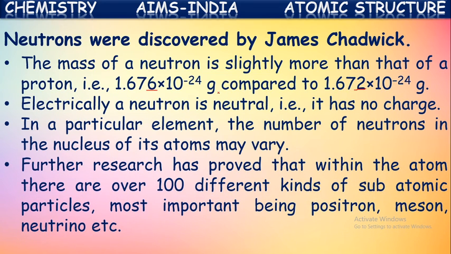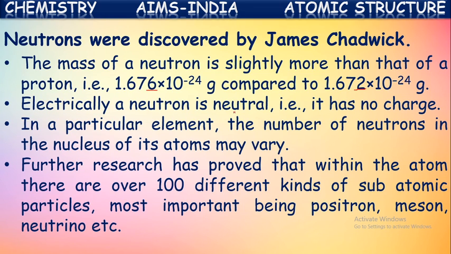Further research has proved that within the atom, there are over 100 different kinds of subatomic particles, the most important being positron, meson, neutrino. Actually, we have seen till now about electrons, protons, neutrons, which are present inside the atom. But not only these three particles are present inside the atom; along with these, around 100 different kinds of particles are present. These are all called subatomic particles. But out of these, these three particles are much more stable. That is why they are specially called fundamental particles. Electrons, protons, neutrons are called fundamental particles.